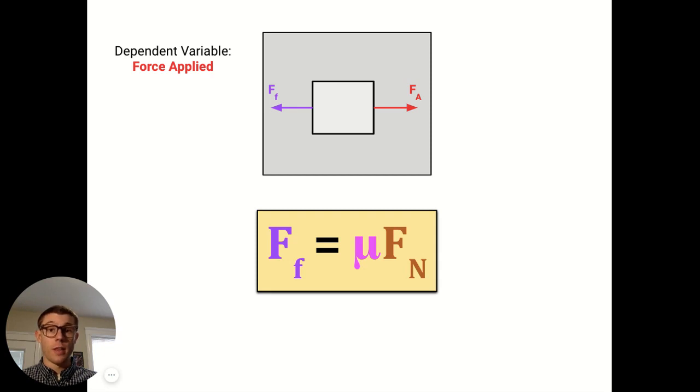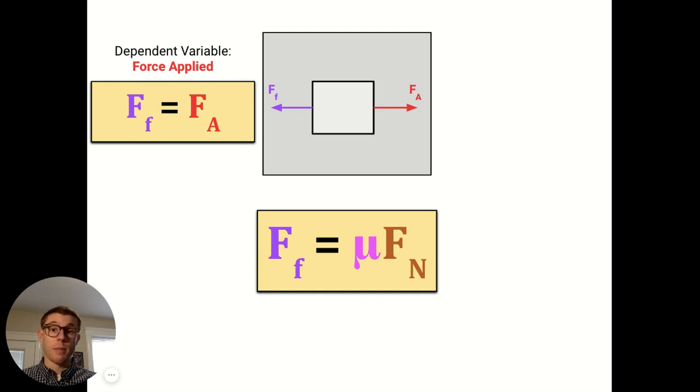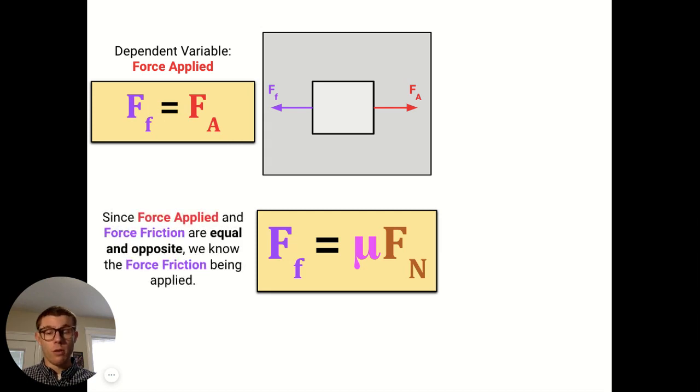Now, I did mention earlier that we were going to move the block with constant speed, and that was important to this lab. So the fact that the block is moving at constant speed means that the frictional force and the applied force are equal and opposite. Because the block does not accelerate at all, that must mean that the net force in the x direction is equal to 0. Therefore, the frictional force and the applied force are equal. So when we find experimentally the data for our force applied, that is equal and opposite to the frictional force. So once we find the applied force, we will have in turn found the frictional force. Okay, so that takes care of one variable in the equation.